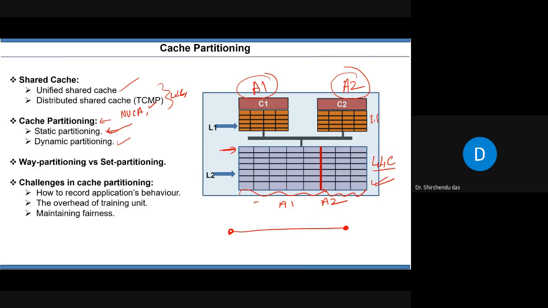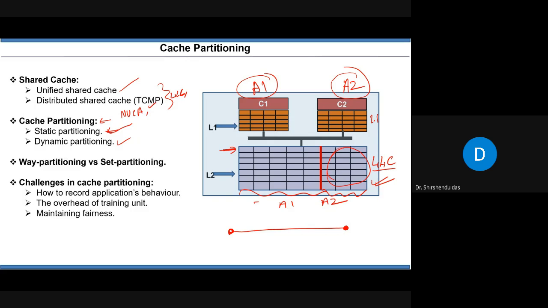Way partitioning and set partitioning. The partitioning that I've explained here is way partitioning. Why way partitioning? Because it is dividing the ways. It means at this moment all these ways are for A1 and these ways are for A2, right? I have not said anything about sets. It means that whatever partitioning I have done here is true for all the sets. So that's why these are called way based partitioning.